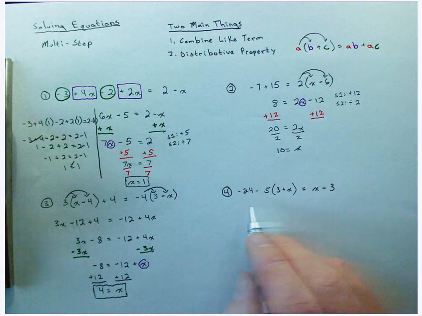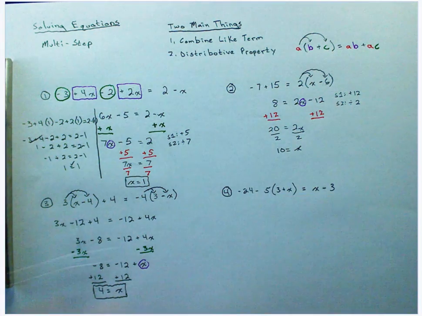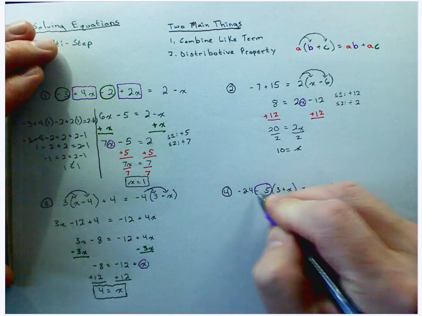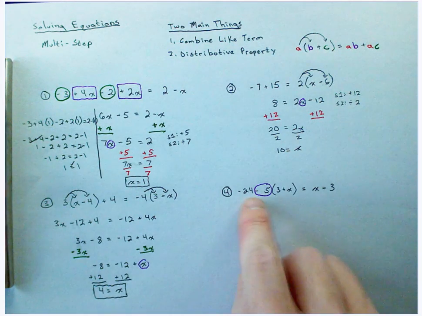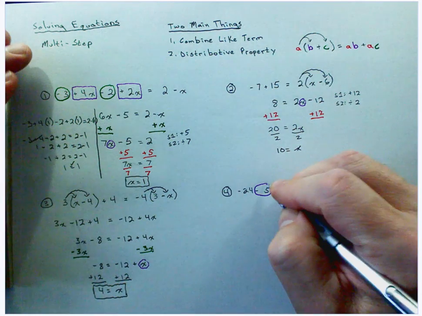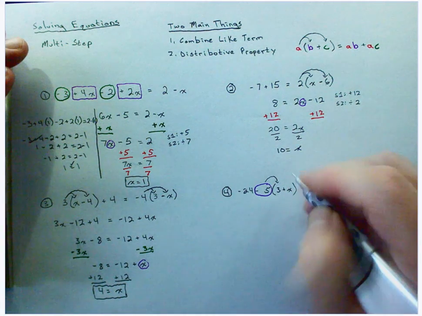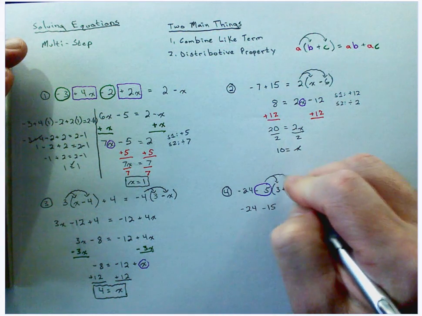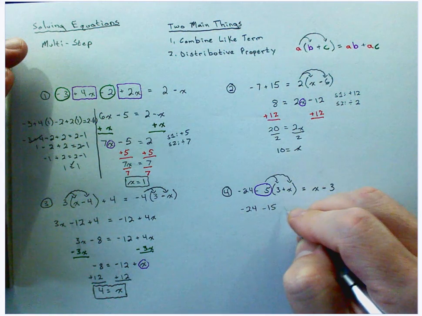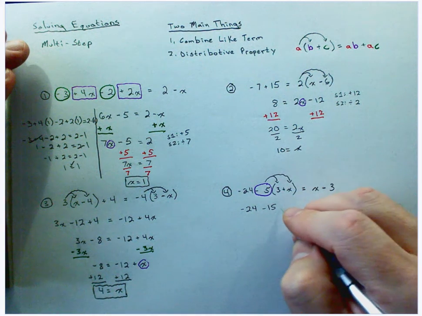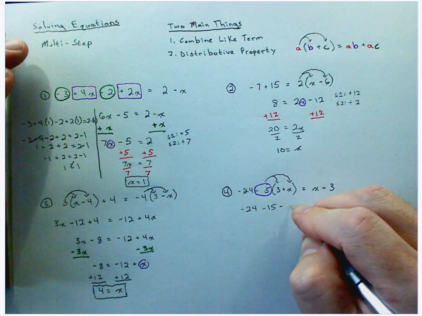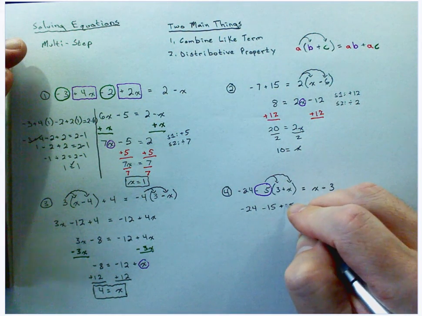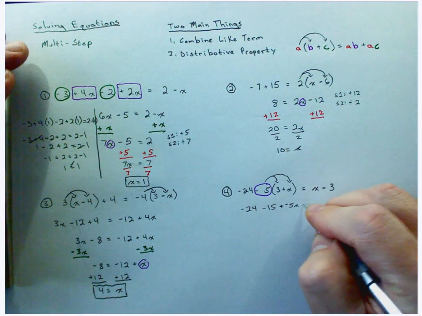Okay, so the next problem, I'm going to highlight this right here. It's a negative 5. Remember, that term, that sign goes with that term. So what I'm actually doing is saying a negative 5 times 3 is a negative 15, and a negative 5 times x is a negative 5x. Can write it two ways. I can say a negative 5x, or I can say plus a negative 5x. It's whichever way you see it. Both of those are the same.